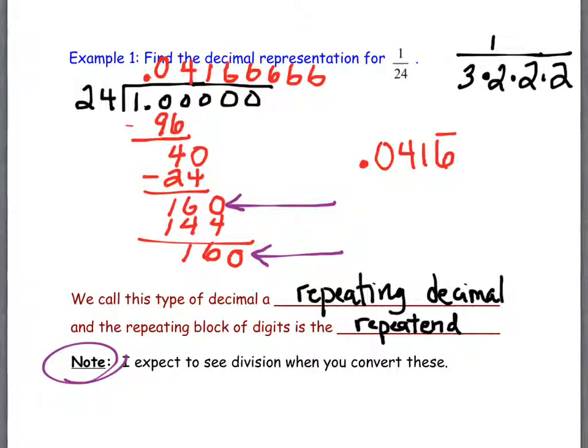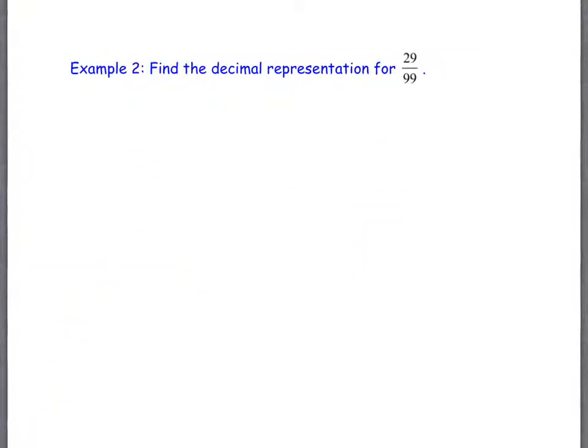Let's take a look at another example of this. The number is 29 over 99. Now, some of you know a shortcut on how to do this. That's not the point yet. I promise we'll get to the shortcut part of this idea in a minute. But we're going to do this just like we did in the last problem. The 99 is going to divide into the 29.